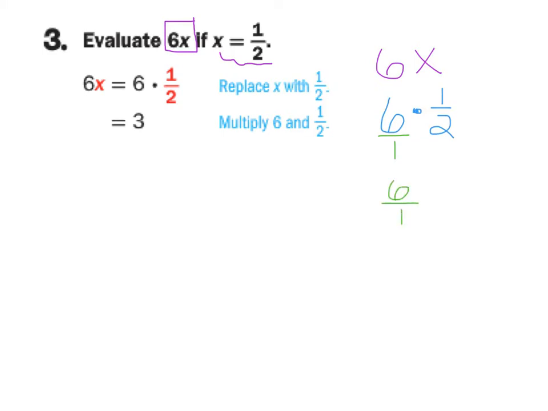6 over 1 times 1 over 2. So we can simplify. I can divide them both by 2 and I get 3, and this becomes 1. So we get 3 over 1, so our answer is 3.